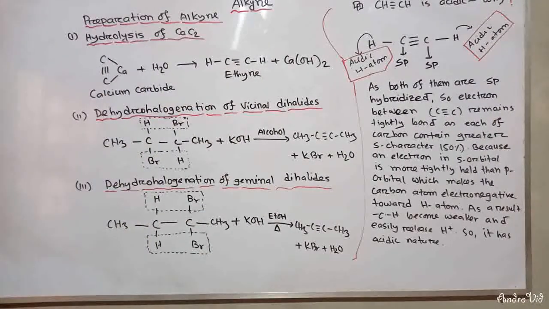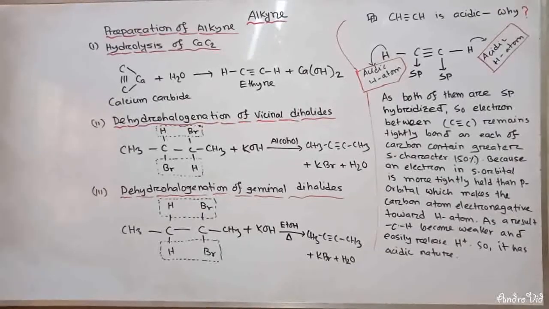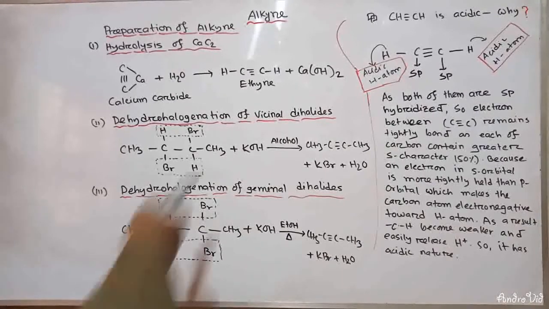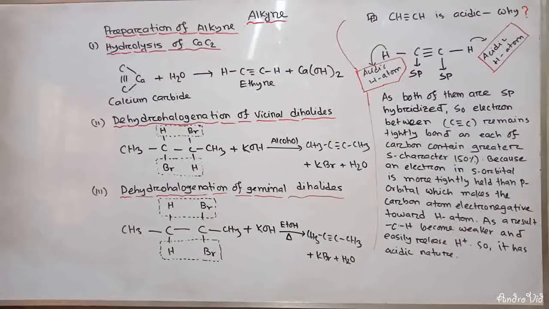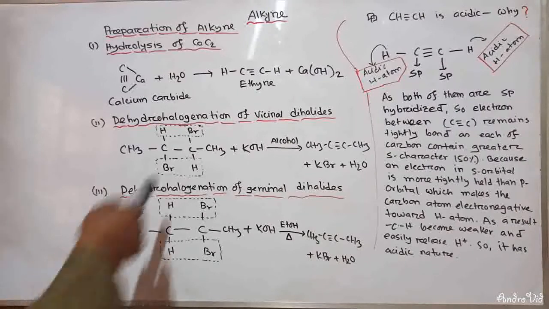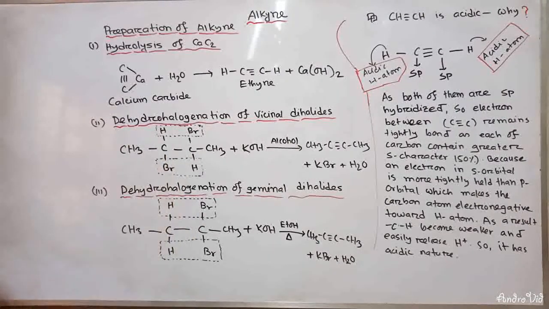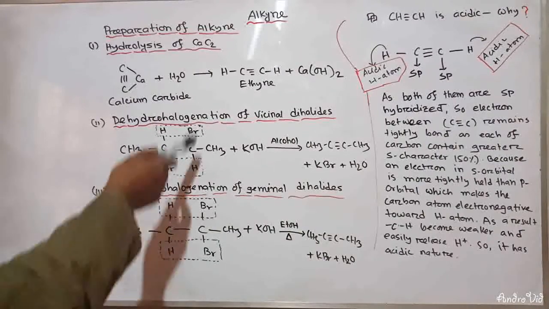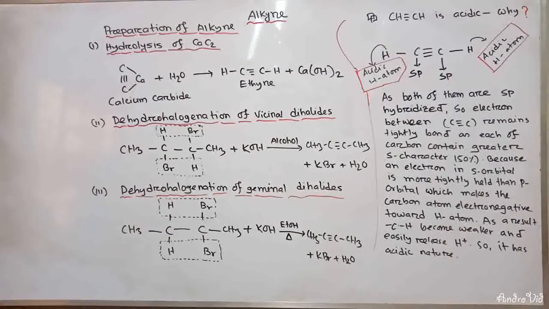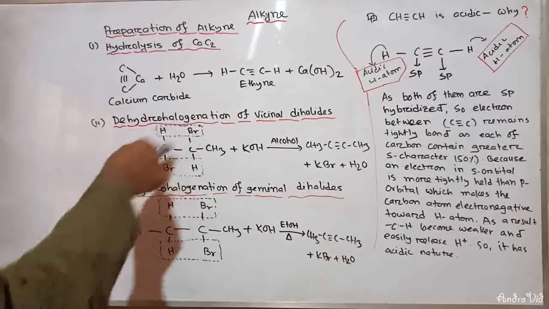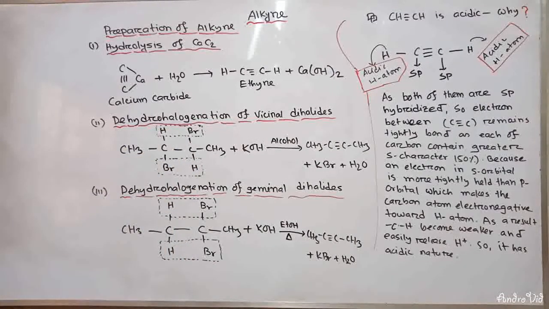Now the second process, dehydrohalogenation of vicinal dihalide. What is vicinal dihalide? If in any halide 2 halogen atoms are attached to 2 adjacent carbons, this type of halide is called vicinal dihalide. When this type of halide reacts in the presence of alcoholic potassium hydroxide, then 2 HBr molecules will be eliminated from these 2 adjacent carbons. In this way, they produce alkyne, along with potassium bromide and water.